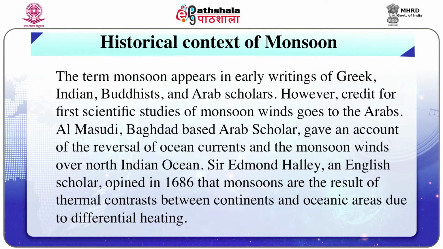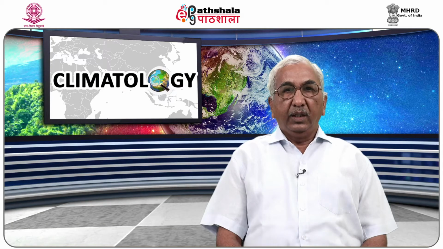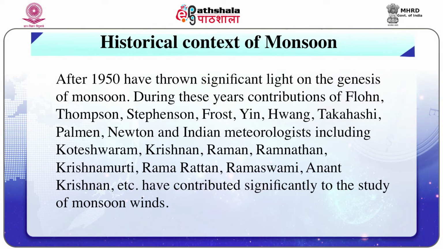Sir Edmund Halley, an English scholar, opined in 1686 that monsoons are the result of thermal contrast between continents and oceans, due to differential heating. According to Halley, the idea of summer and winter monsoon depends upon the season. The idea of Halley prevailed for about 3 centuries. Although Halley's idea is not outrightly rejected, recent studies after 1950 have thrown significant light on the genesis of monsoon.